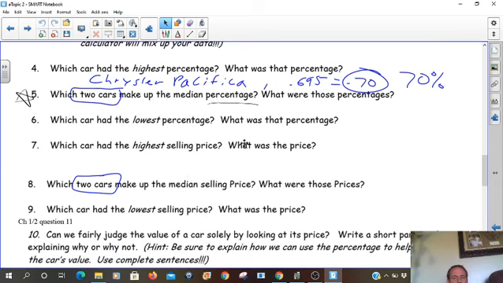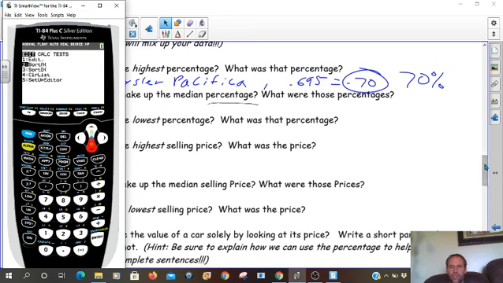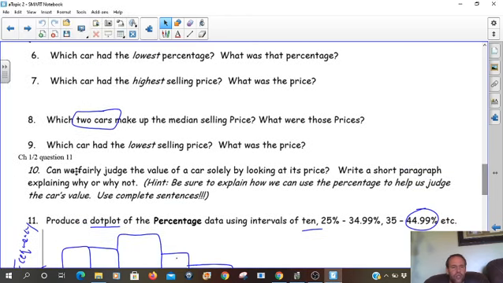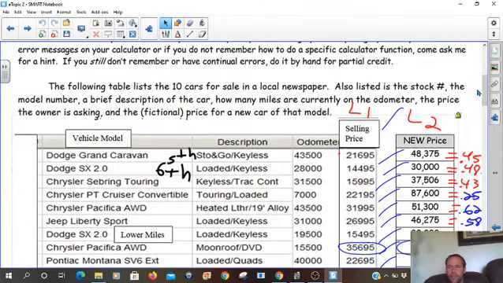You could eyeball that pretty easily just looking through the data. On the test, it'd be good to sort through the data using our sort feature. Again, that stat button, sort ascending or descending. So for example, if we wanted to jump to number 9, which car had the lowest selling price? Well, if we look at our data, selling price was the first one, list 1.